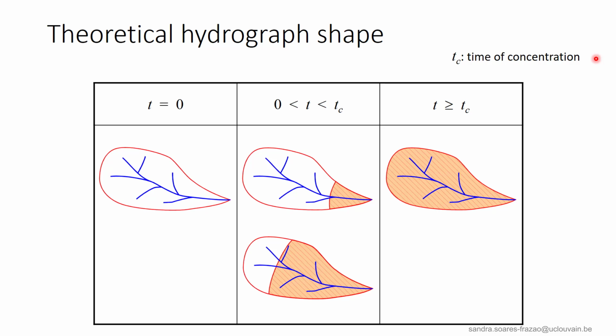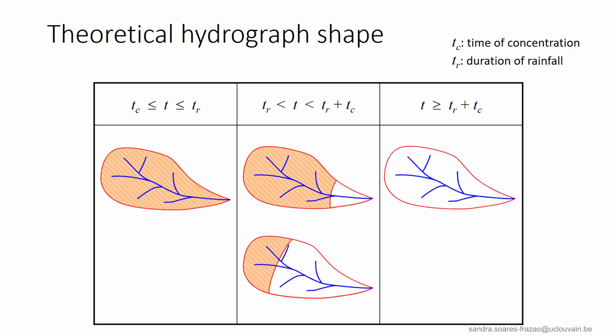So we see that before Tc, only part of the basin contributes to the discharge here at the outlet. And when T becomes larger than Tc, the whole basin contributes. The duration of the rain is TR. When T is between Tc and TR, here, all the basin contributes to the discharge at the outlet.